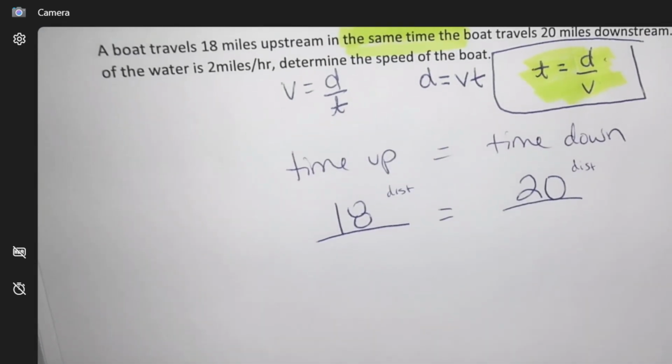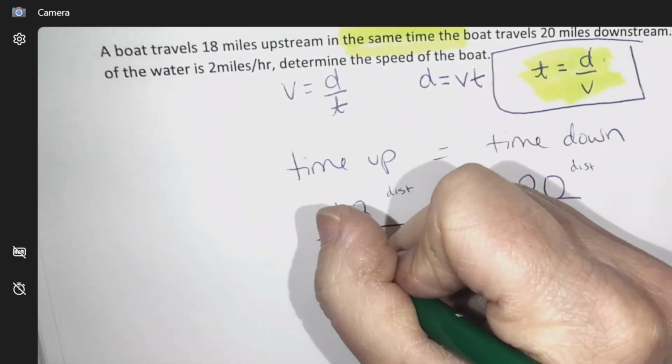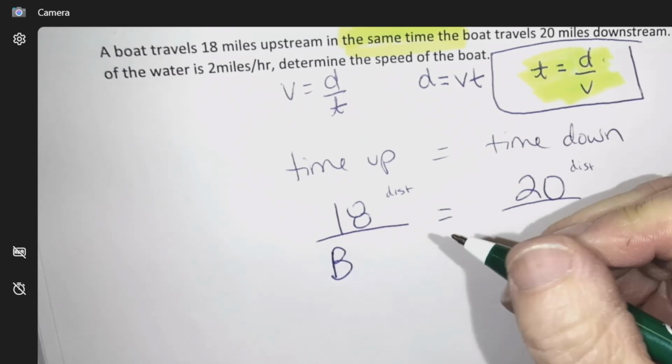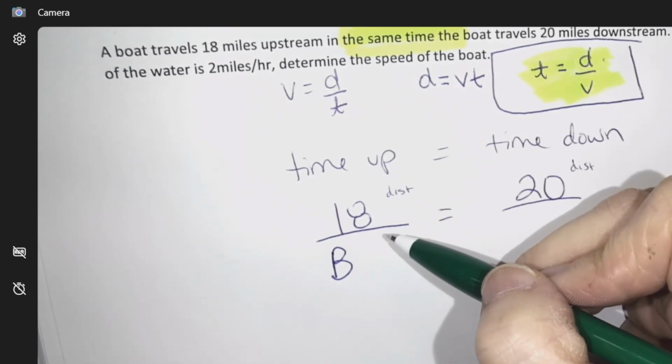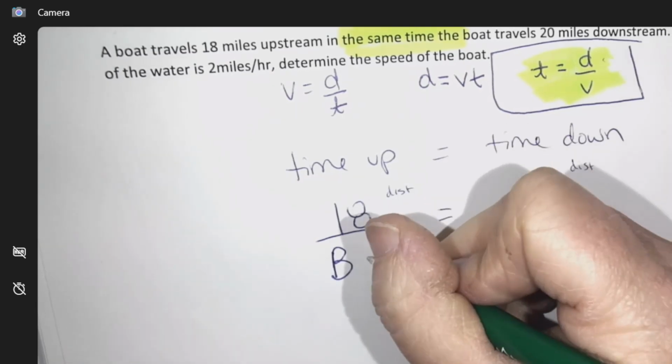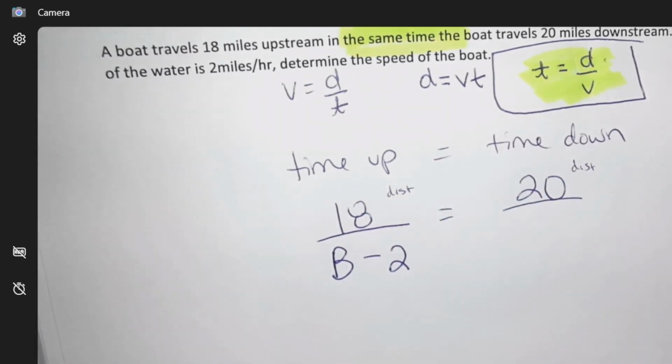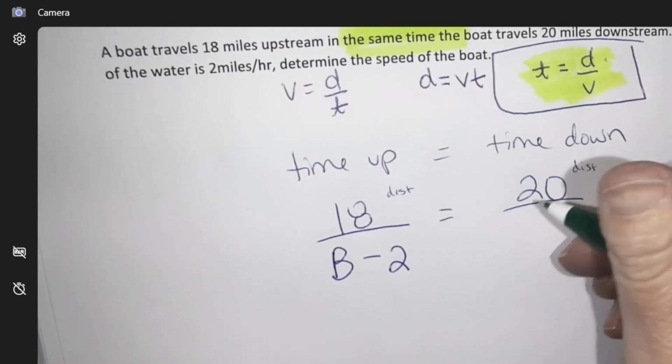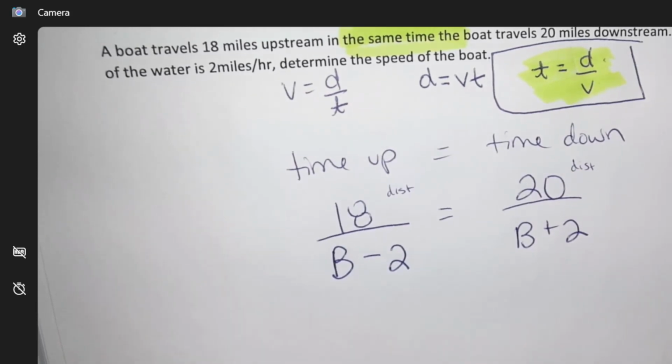And then we have a boat moving plus the water current is changing our speed, and then the water is going at a speed of 2. Okay, so we have a boat speed, and then we're going to go upstream. So should I do plus or minus 2? Slowing me down. Going upstream is slowing me down.